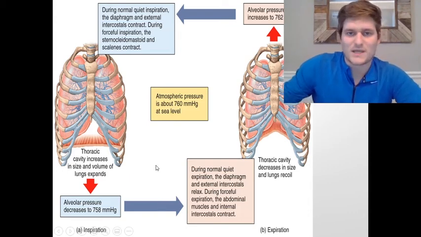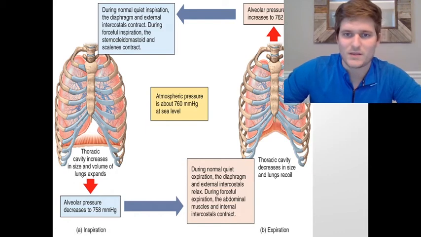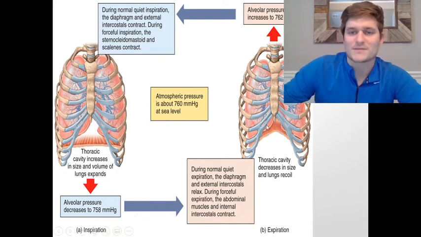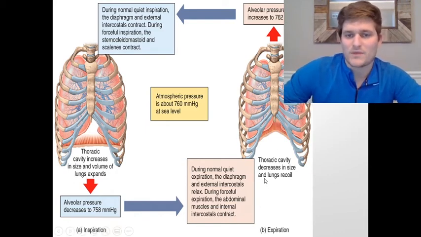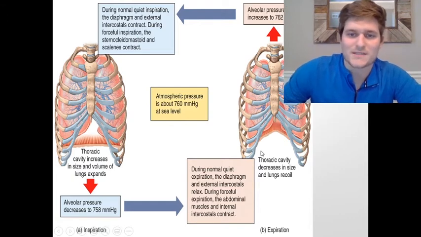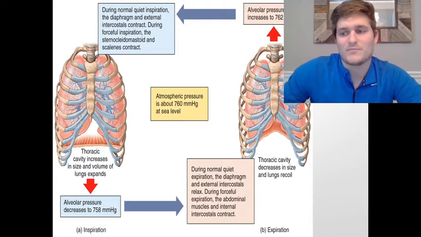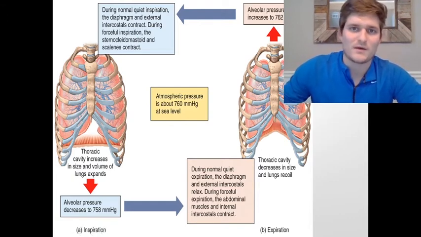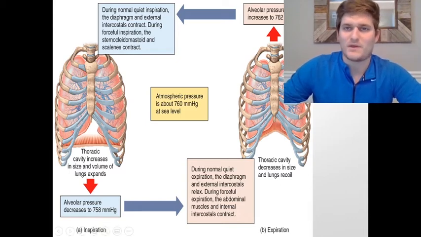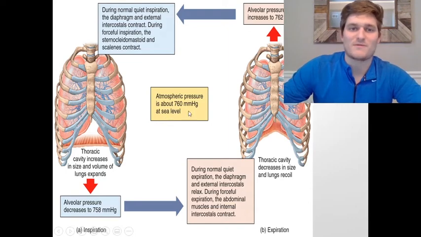And so once we take in that air, gas is exchanged, and then the diaphragm will relax. And that will cause a decrease in thoracic cavity size. The lungs will recoil and they'll decrease in volume, and that helps build up pressures inside. Once alveolar pressure exceeds atmospheric pressure, air goes from the inside of the lungs out into the atmosphere.